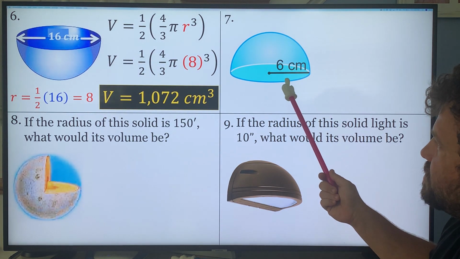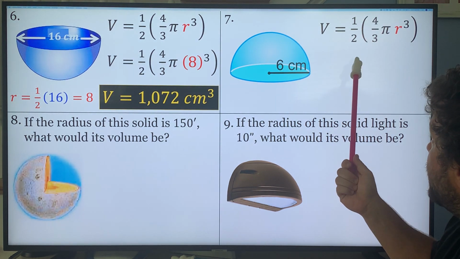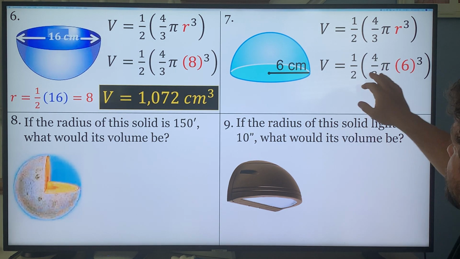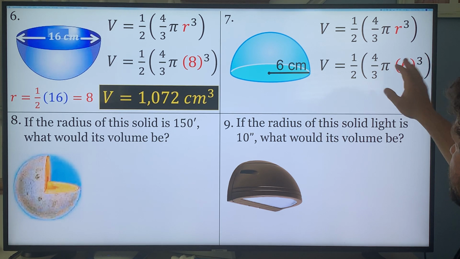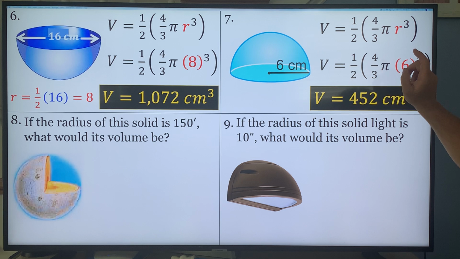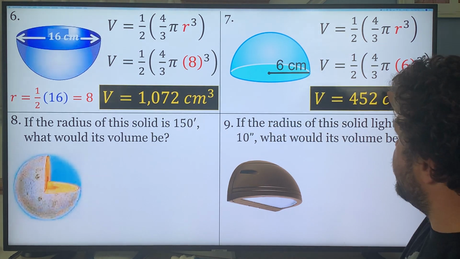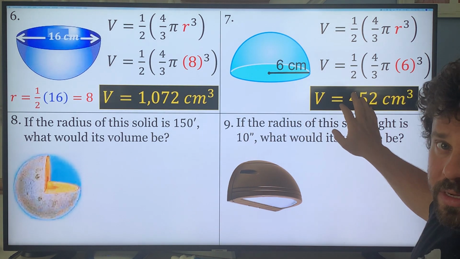How much is this? This is, once again, a hemisphere, so half of 4/3 pi r cubed, half of 4/3 pi 6 cubed. Type in the calculator, 1 divided by 2, times 4 divided by 3, times pi, times 6, caret 3, 452 cubic centimeters. I notice by just changing this from 8 to a 6, it does decrease the answer a bunch.